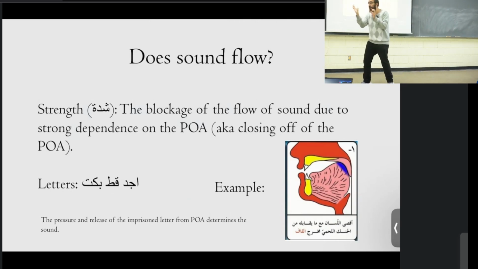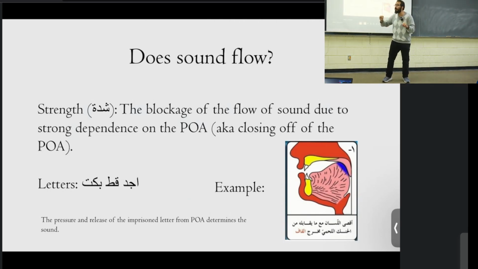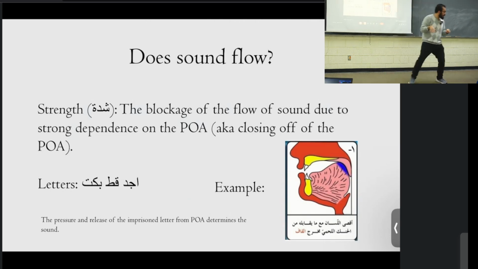Okay, so we said properties are something added on the place of articulation. I articulate the letter, I move my lips and my tongue in a certain way, but that doesn't fully define the letter because the dhal and the tha are in the same spot. I need something added. What is the second property we're going to talk about? The question is, does sound flow?